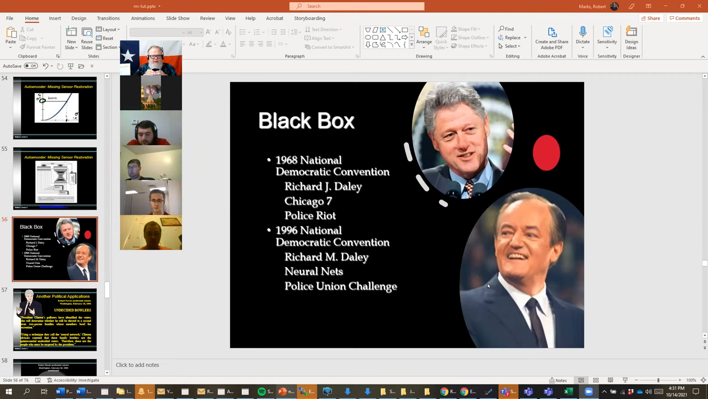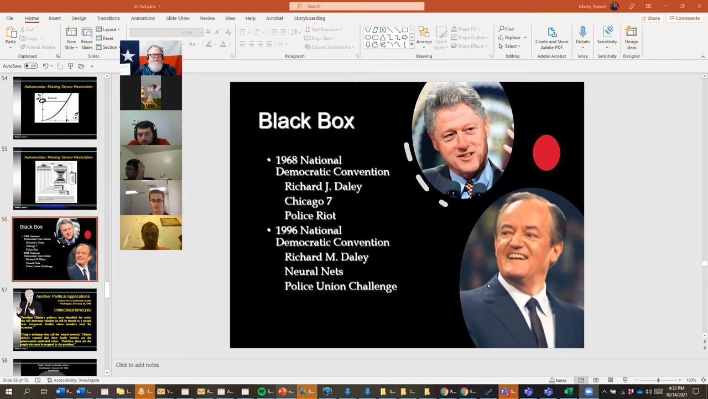Well, a number of years rolled around, and the National Democratic Convention was again held in Chicago. The previous mayor was Richard J. Daley. Now his son, Richard M. Daley, was the mayor. And they were so afraid that there would be a repeat of the hippie riots. So what did they do? They called in a guy, kind of a charlatan. He kind of made stuff up, but he came in and said, I can solve your problem with neural networks. What they wanted to do, in order to avoid these so-called police riots, is identify some of the policemen that would have tendencies toward violence.